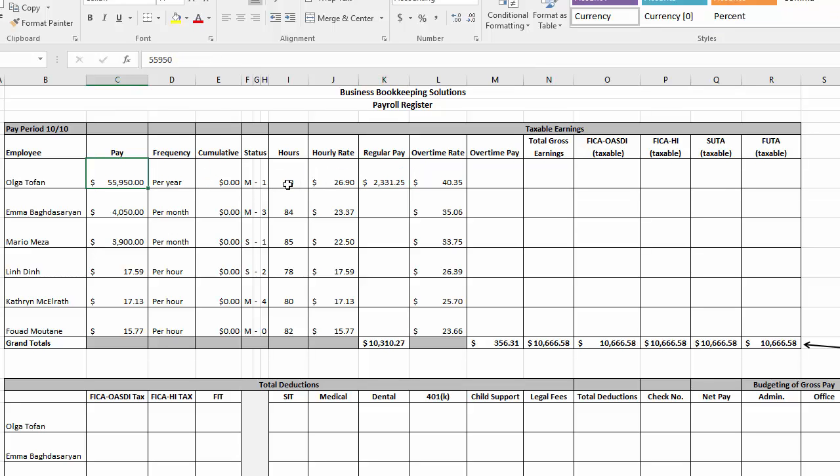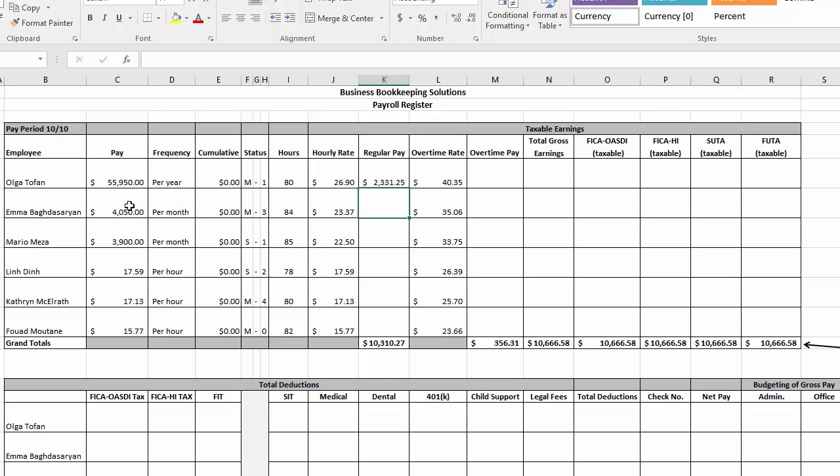So we cannot calculate her regular pay by saying 26.9 times 80, because this number has been rounded. 26.9 times 80 hours would have given us 2,152, which is not correct.